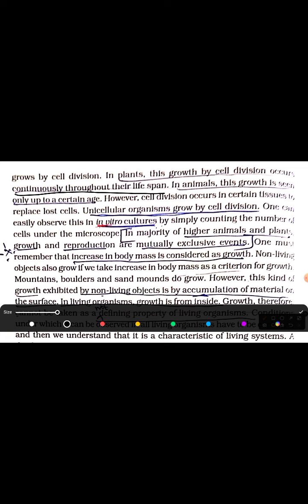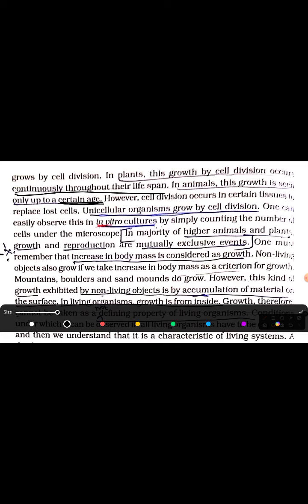In animals, the growth is seen only up to a certain age. This everyone knows. Children and adolescents will be growing. In boys it is maximum up to the age of 20, and for girls it is around 15 to 16. For animals, there is a certain age up to which they can grow, but in the case of plants, they grow continuously throughout their lifespan.